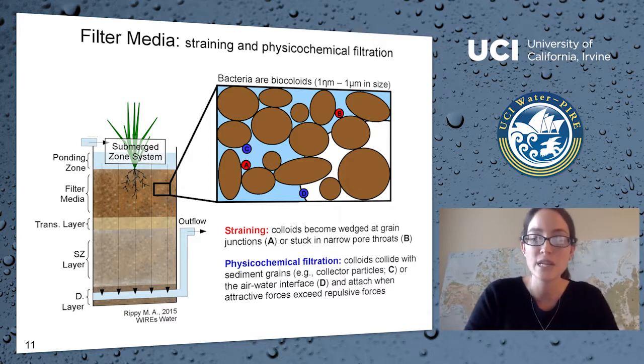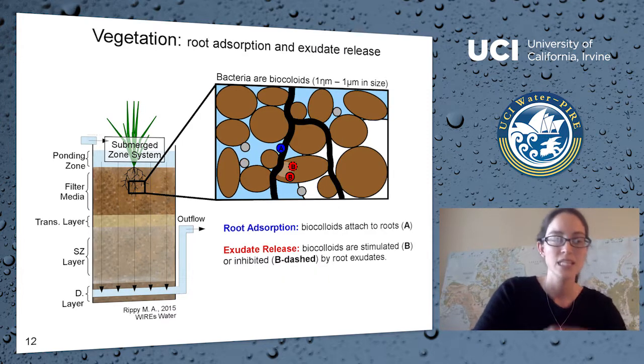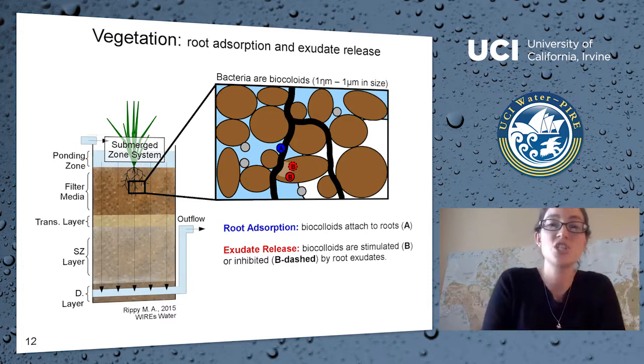And physicochemical filtration is when colloids are colliding with sediment grains, which you can think of as collector particles. So that would be bacterial particle C. Or at the air-water interface in an unsaturated system, that would be particle D. And then they're going to attach whenever the attractive forces exceed the repulsive forces. There are a wide range of attractive and repulsive forces that are controlled by the bacteria themselves, by the grain collectors, and by the ionic strength of the stormwater. It's more than we can get into at this point, but those are things to keep in mind when thinking about these systems. So moving on to slide 12, we can think about our vegetation compartment.